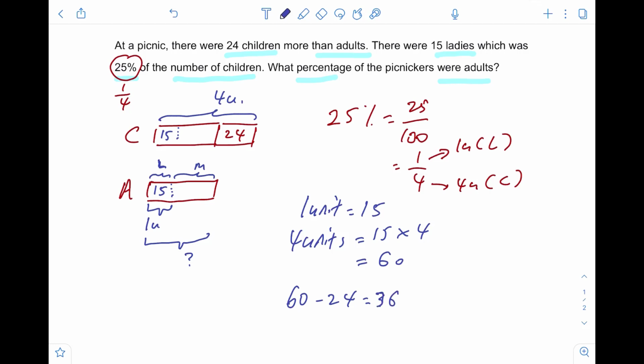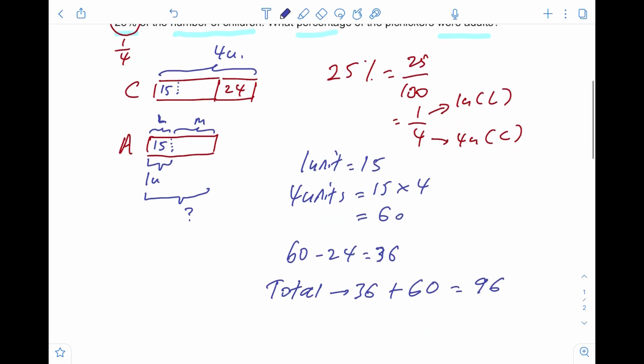But then they don't really want the number of adults, they want the percentage of adults. So what is the total number of people? Adults plus children. This will give you 96. Percentage adults.